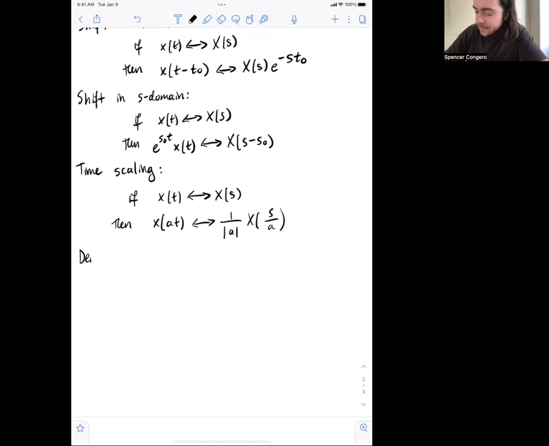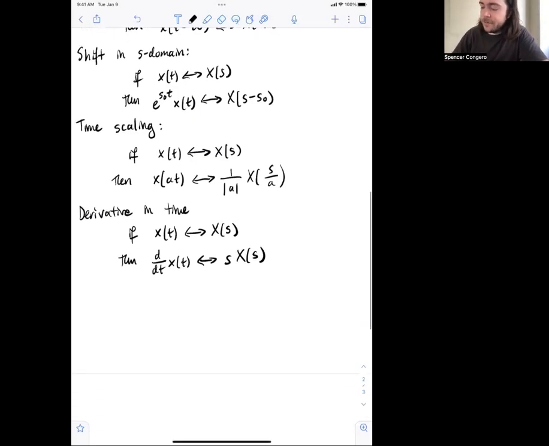All right, what happens when we take a derivative in time? If I have this Laplace transform pair, then when I take a derivative, I get an extra factor of s. If you remember for Fourier, we got an extra factor of j omega right there. How about a derivative in the s domain?